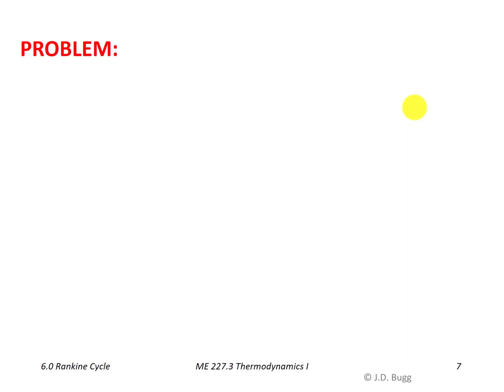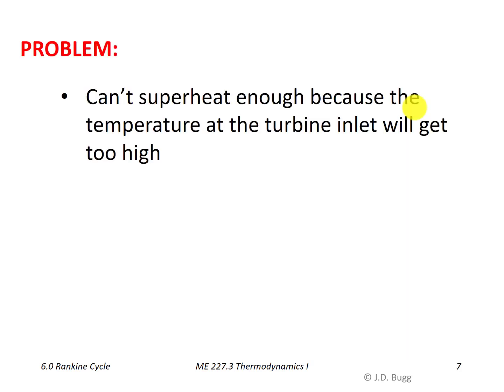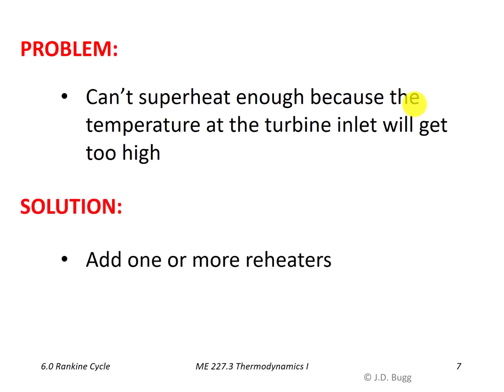So the problem with this configuration is that we can't superheat high enough because the temperature at the turbine inlet will get too high. So the combination of pressure and temperature at that point will just be too high for the materials to handle. So the solution to this is to add one or more reheaters. So this brings us to the idea of reheat in a Rankine cycle.